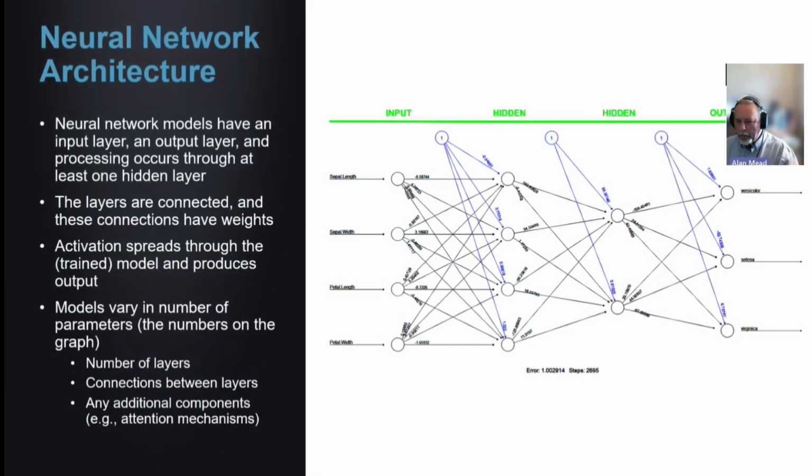This is what a neural network looks like. This is a fitted neural network to the famous iris data set, if you're familiar with it. This model has as input the sepal length and the petal length.